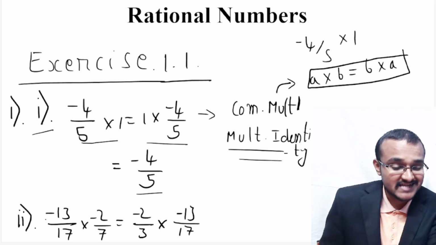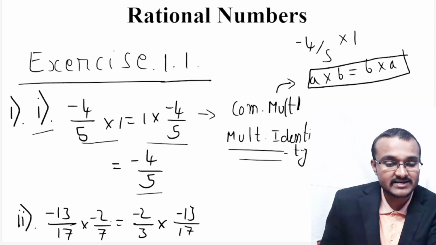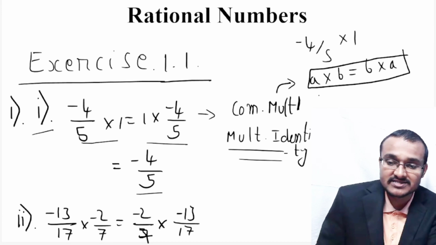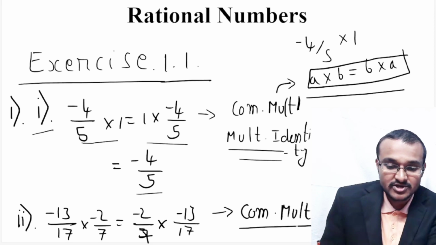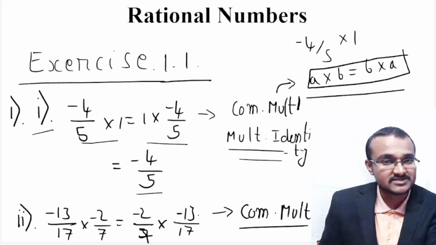Coming to the second part of this first question, they have given minus 13 by 17 into minus 2 by 7 is equal to minus 2 by 7 into minus 13 by 17. So here also it is in the form of A into B is equal to B into A. So this is also the commutative property under multiplication.